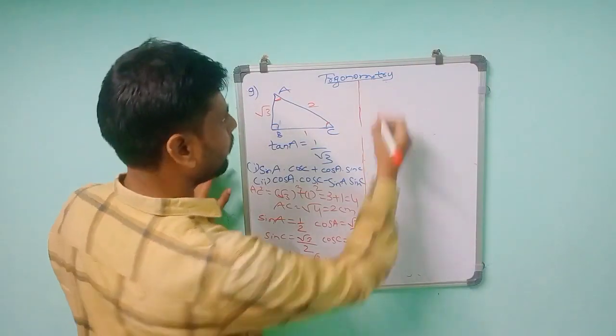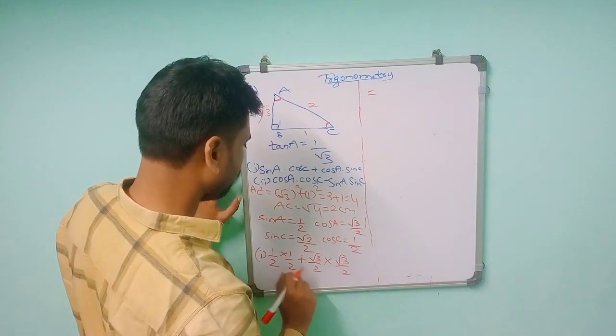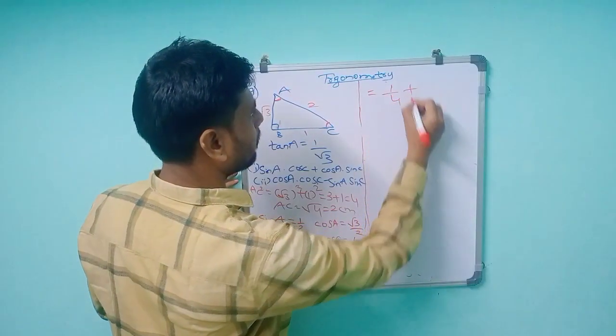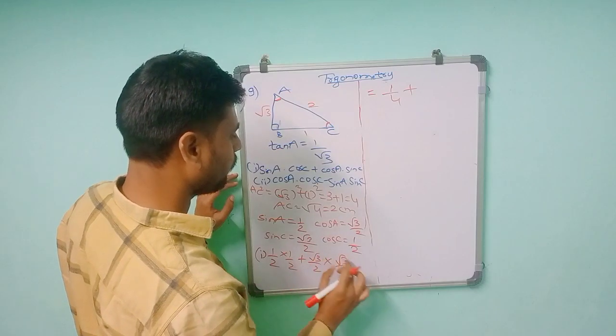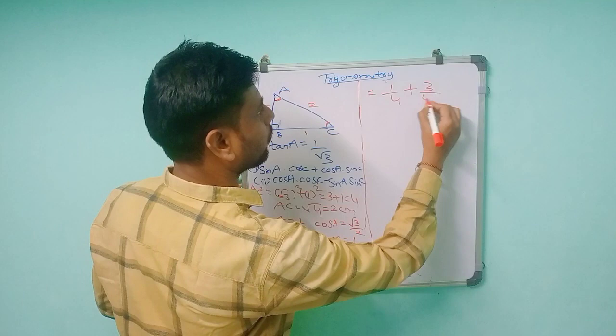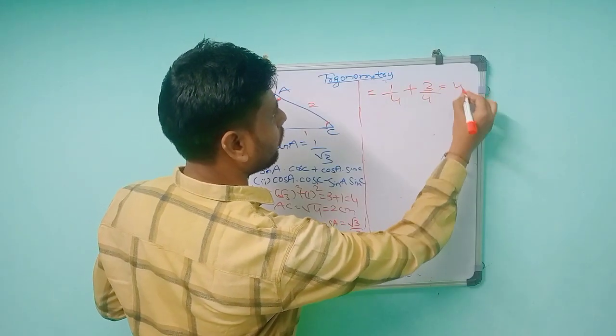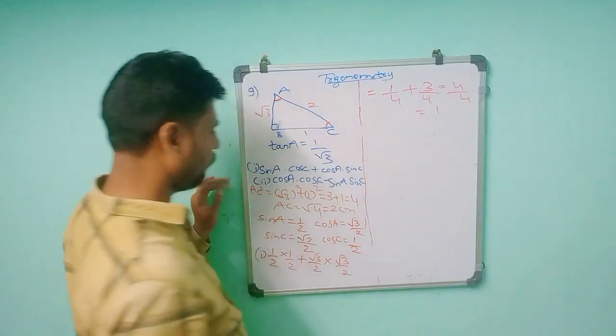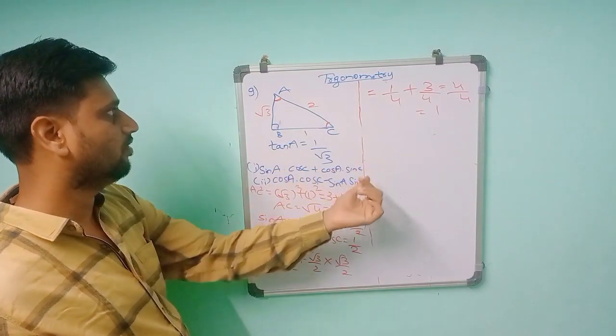So this one will be 1 by 2 into 1 by 2. 2 2s are 4, so 1 by 4, plus root 3 into root 3. Root 3 into root 3 is root 9, so root 9 is 3. 3 by 2 into 2 is 4. So this will be 1 plus 3 is 4 divided by 4. So the answer is 1. So for this one, sin A into cos C plus cos A into sin C's value is 1.